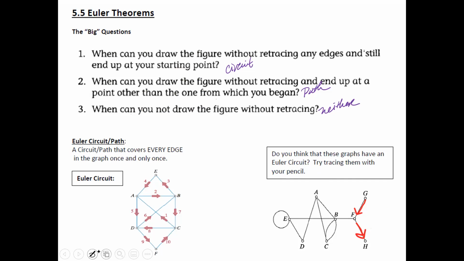Now with this one, let's start off with this one. You can start off with here, okay? You can go 1, 2, 3, 4, 5, 6, 7, 8, 9, 10. And looking at this, you ended and started at the same point, C. So this one is a circuit. Now with this one, let's pause the video and give it a try to see if you're able to do that.